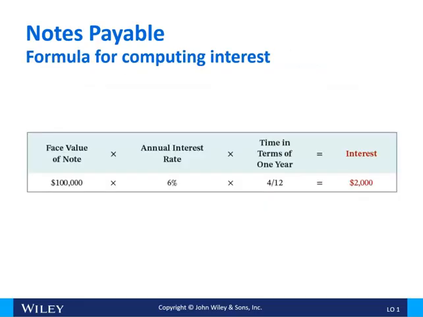Okay. How did we calculate the $2,000? It's the same formula we used when calculating interest when we were looking at notes receivable. It's the face value of the note times the annual interest rate times the time in terms of 1 year. So in this case, $100,000 face value, 6% annual interest rate, 4/12, it's 4 months, and that equals $2,000.